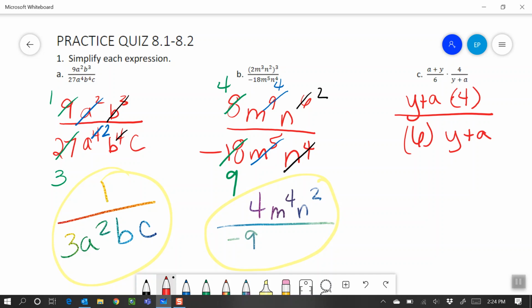Since those are the same terms and they're being added to each other, I can cancel them out. So now I just have 4, 6. 4 and 6 are both divisible by 2, so 6 divided by 2 is 3. 4 divided by 2 is 2, so my answer will be 2/3.